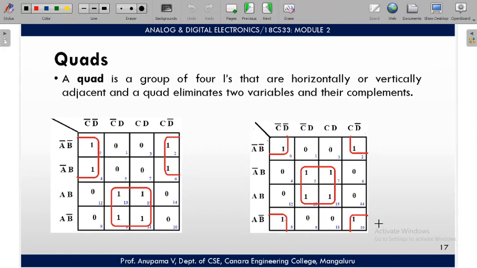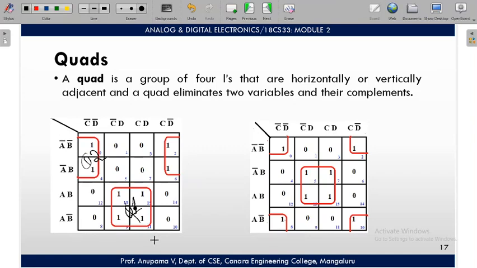So a Karnaugh map can contain more than one group. So we can find two quads in the Karnaugh map. The first quad is in cells 13, 15, 9 and 11, and the second quad lies in locations 0, 2, 4 and 6. First let us write the simplified term for the first quad. Let me call this Q1, or quad 1, and this is Q2, or quad 2.